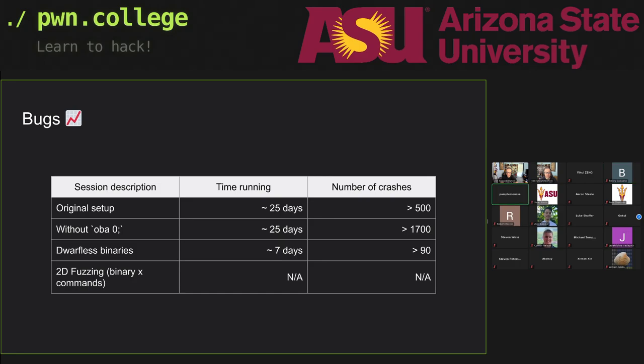So here are some numbers that we got after fuzzing for the semester. As it was laid out before, we had four different steps during the semester. The first one was this original setup with the extra OBA0 passed to radar, which proved to be a mistake. The fuzzer ran for about 25 days. It found about 500 something crashes.